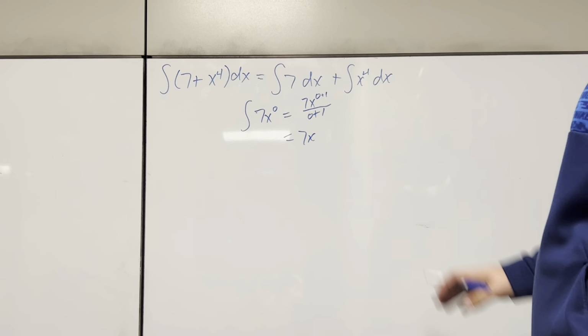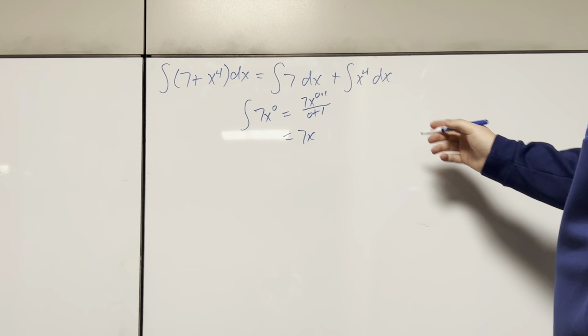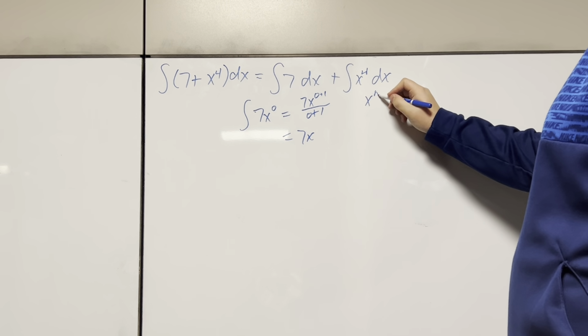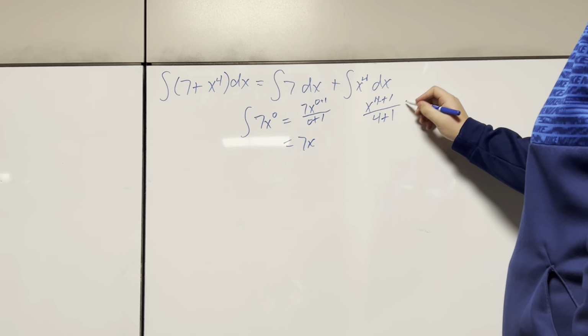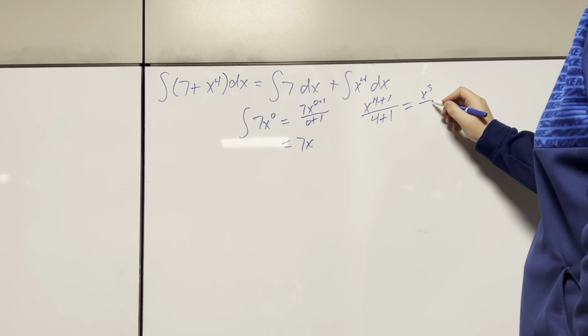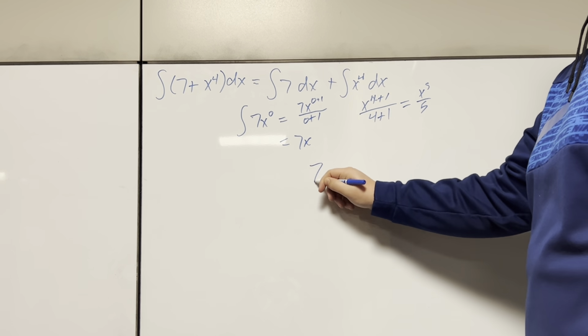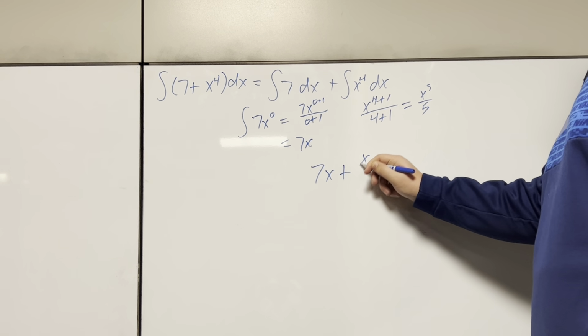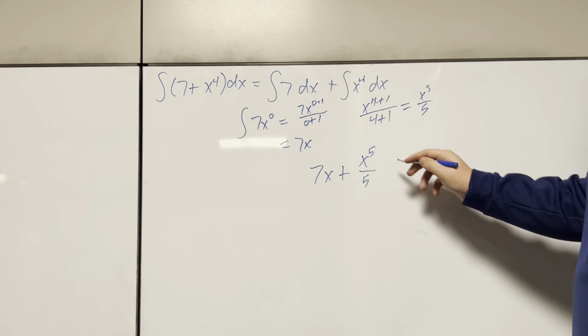Now the second part of our integral is x to the fourth, which looks a lot more classic. Our n is 4, so we have x to the 4 plus 1 over 4 plus 1, which is equal to x to the fifth over 5. So when we put all these together, we have 7x plus x to the fifth over 5. But don't forget the plus c.